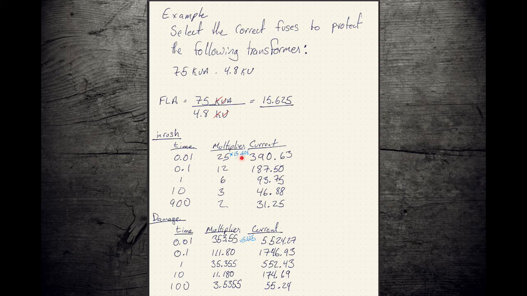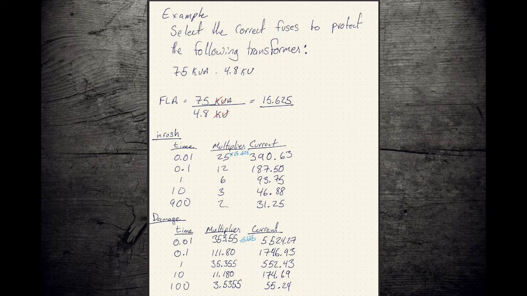We multiply in our full load amps calculated above. We get some currents. Now we have time in seconds, current in amps. We're ready to go in terms of plotting that.